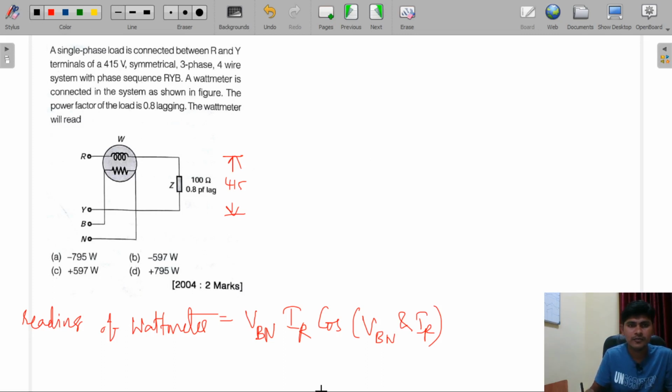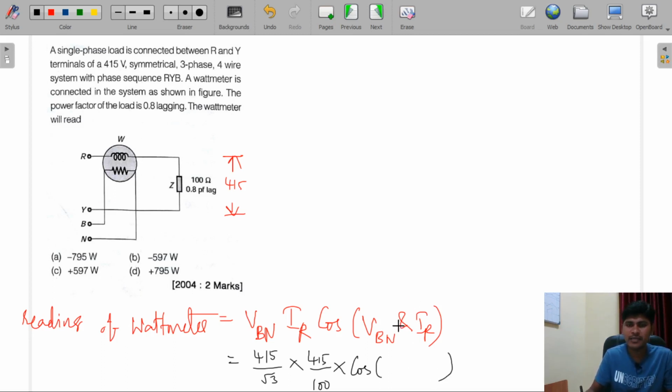This is phase voltage. The voltage between R to Y means line voltage is 415. Then what will be the phase voltage? 415 by root 3 is the phase voltage. What is the current flowing through this? 415 by 100 is the current flowing through this, because voltage across this is 415, impedance of this is 100, into cos of angle between these two.